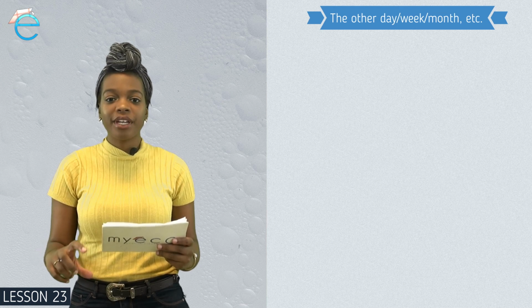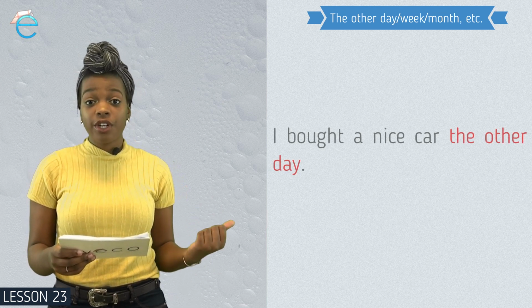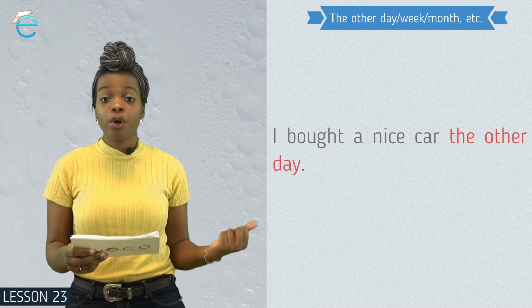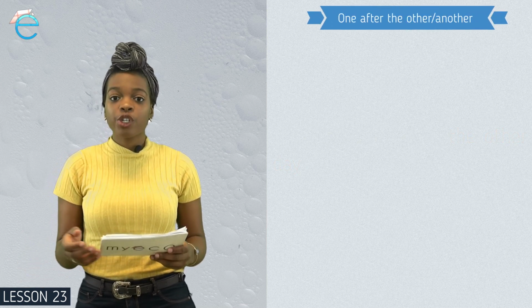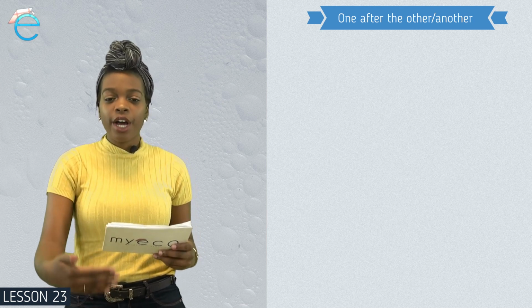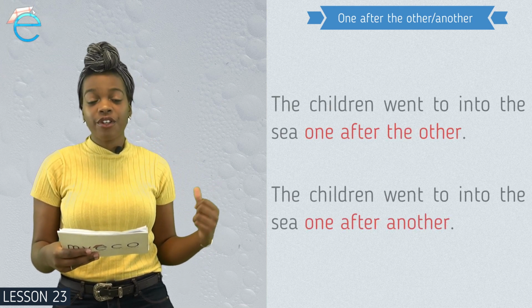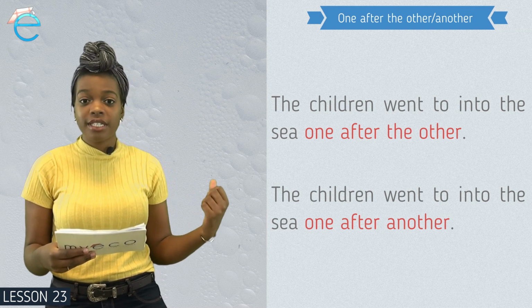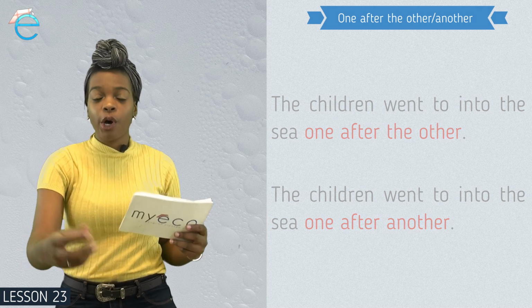The other day, week, month, etc. refers to time periods in the recent past. For example, I bought a nice car the other day. The other day could mean yesterday, 2 days ago, or 3 days ago, but we always know the other day is in the recent past. One after the other or one after another shows us things happening repeatedly or consecutively in a row. For example, the children went into the sea one after the other, or the children went into the sea one after another. So, every child went in a row, repeatedly.